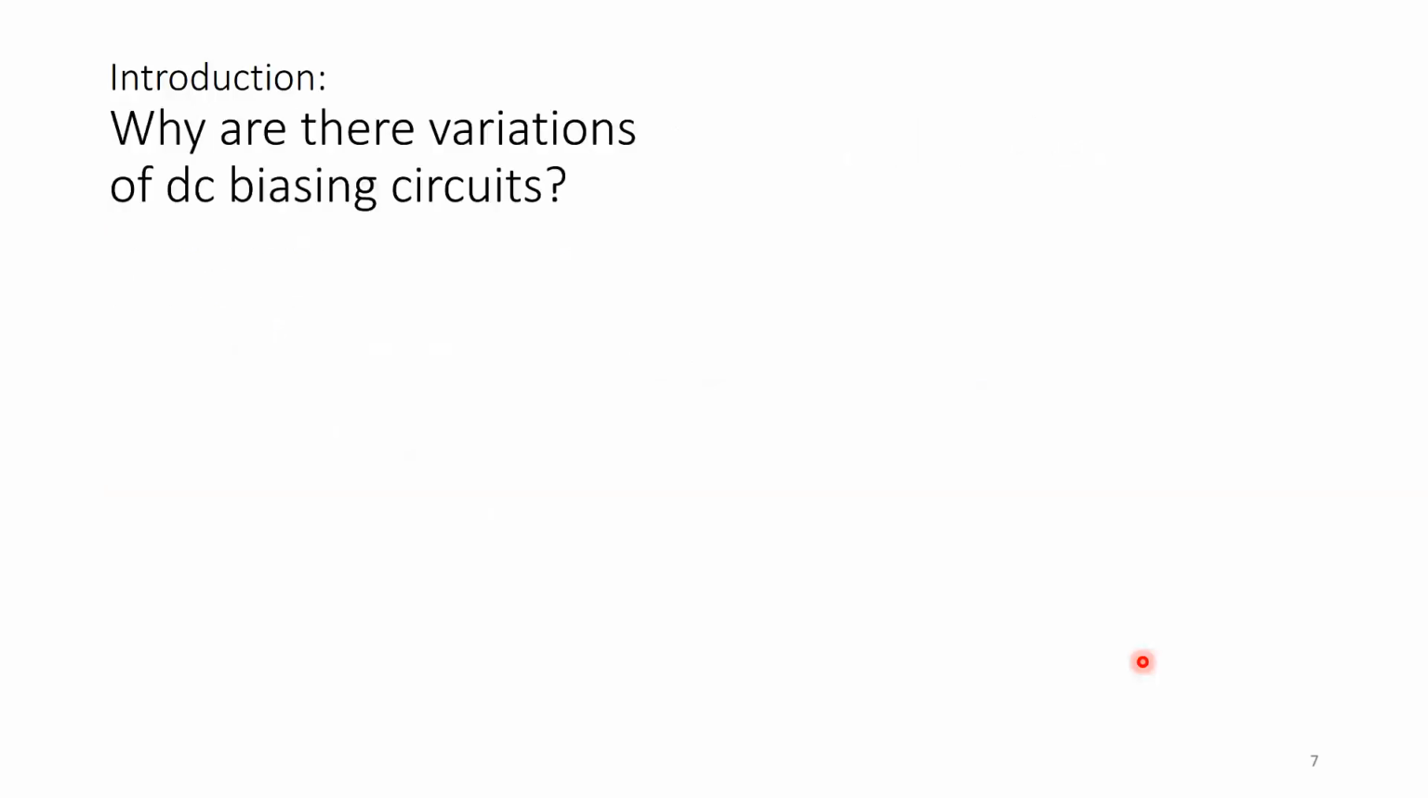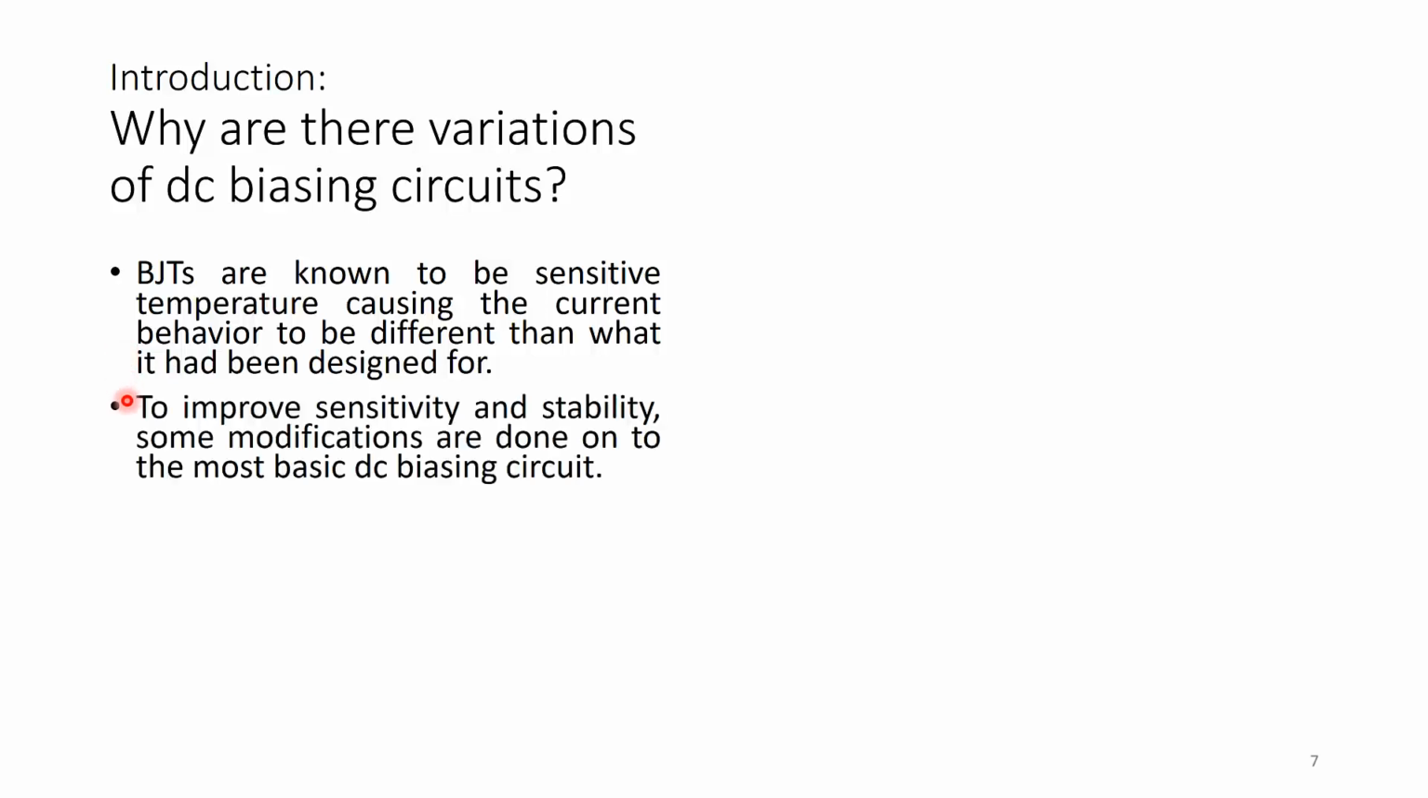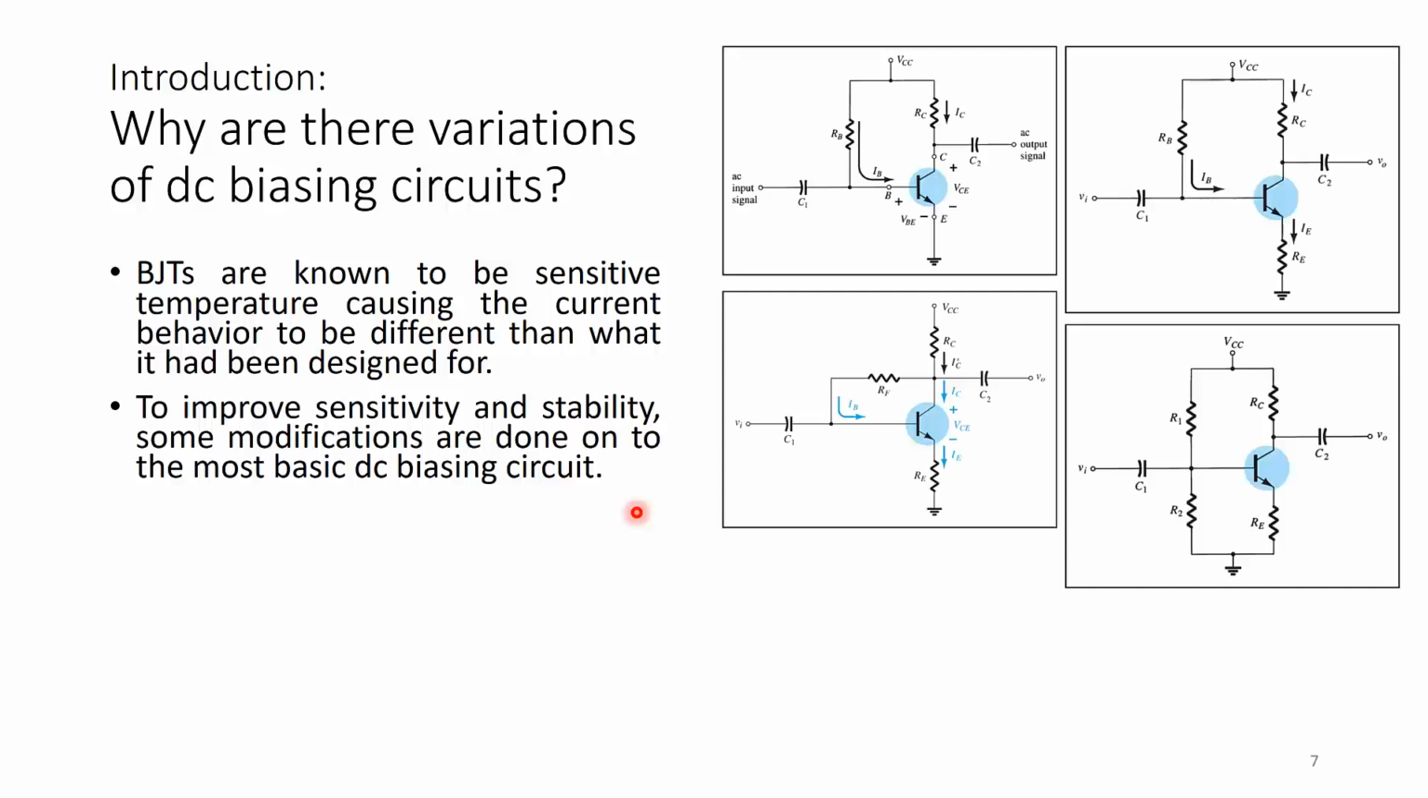So why are there variations of DC biasing circuits? BJTs are known to be sensitive to temperature, causing the current behavior to be different than what it has been designed for. So to improve sensitivity and stability, some modifications are done onto the fixed bias DC biasing circuit, which is the most basic. These modifications would improve the sensitivity and the stability of the Q point. So these are some examples.